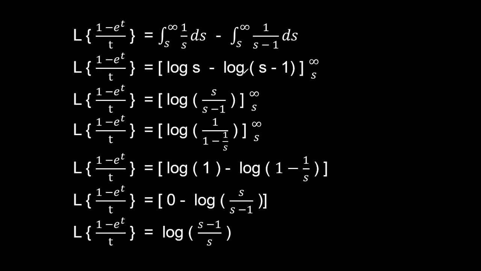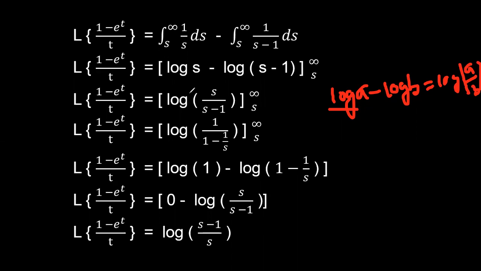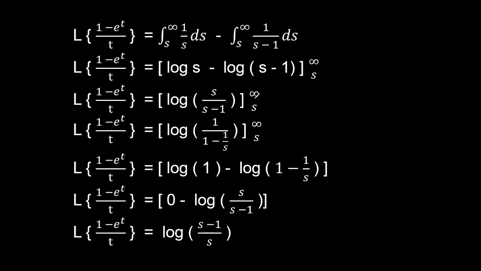Before applying these limits, first we have to simplify this logarithmic part, that is log s minus log of s minus 1. That is of the form log a minus log b. Log a minus log b is equal to log a by b. So you have to convert it to this form, log a by b. What is a here? s. What is b here? s minus 1. So the limits are s tends to infinity.